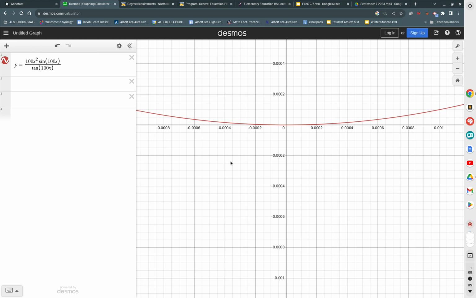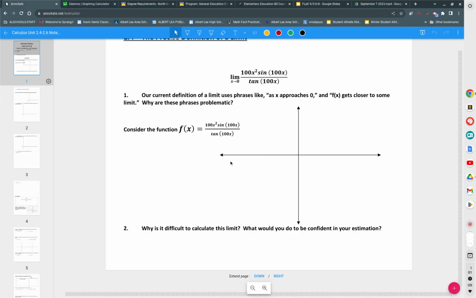But we did bring it up that maybe it's 1/1000th. Maybe it's just a tick above 0, isn't it? And if you wanted to be more and more confident, you would have to continue to zoom in more and more and more, wouldn't you? In fact, if you go back to your notes right here, it says our current definition of a limit uses phrases like, as x approaches 0, f of x gets close to some limit.